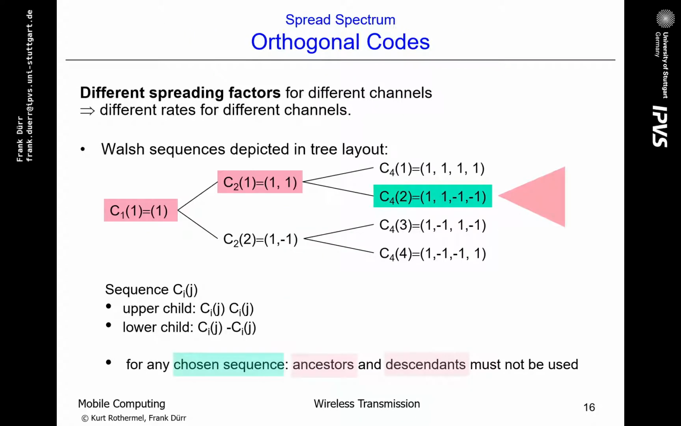From the previous construction you might have seen that all the senders get chipping sequences of the same length. At the same time, this means that all the senders have the same bandwidth share available. So you could say it's a fair bandwidth sharing, because everyone has the same share of the total bandwidth available, because everyone has the same chipping sequence length. So the same spreading factor, you could say.